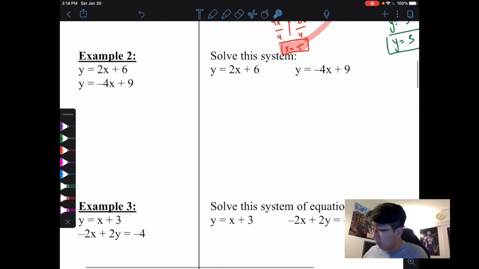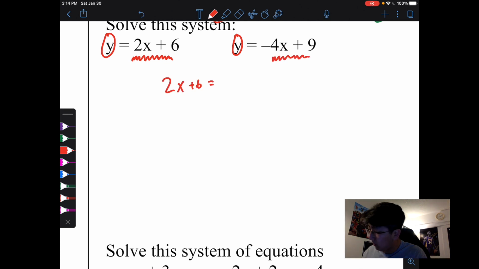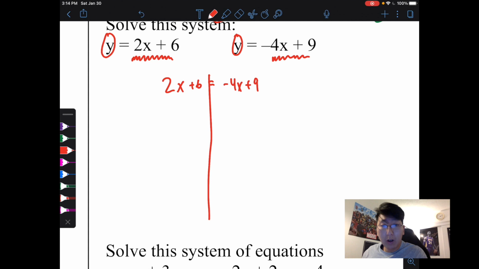So here's another example, solve this system. All right, so we're going to use the equal value method. Remember, y and y are the same. I'm actually going to circle that. So we're going to make these equal values equal each other. So 2x plus 6 equals negative 4x plus 9. I'm going to solve for x.